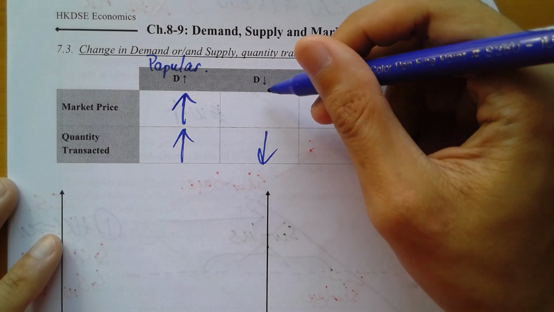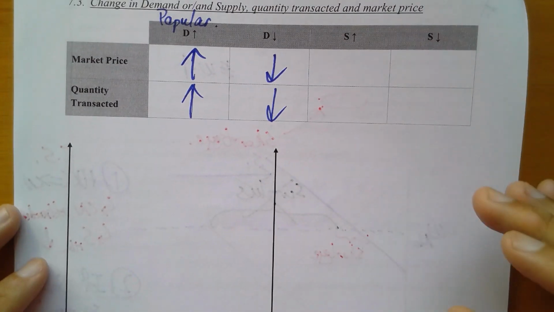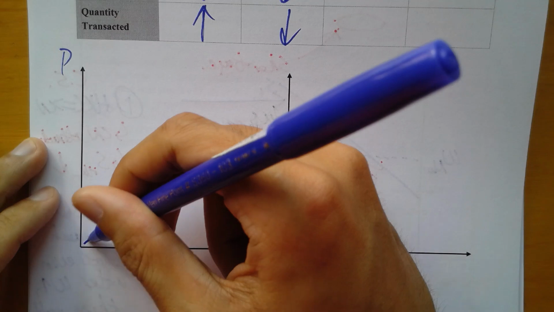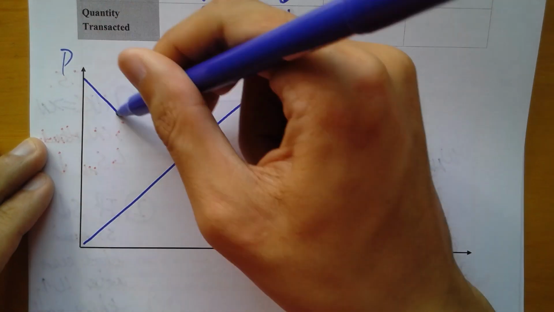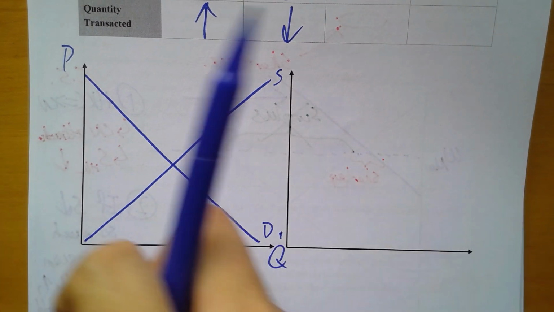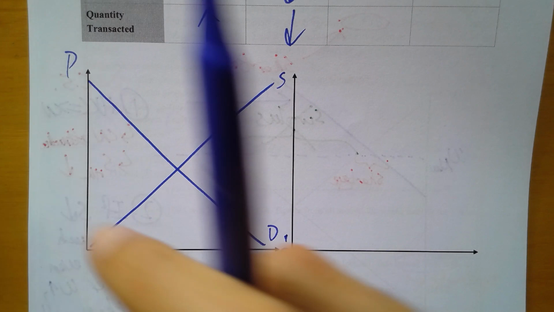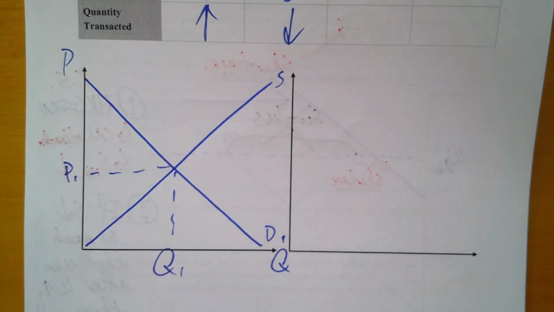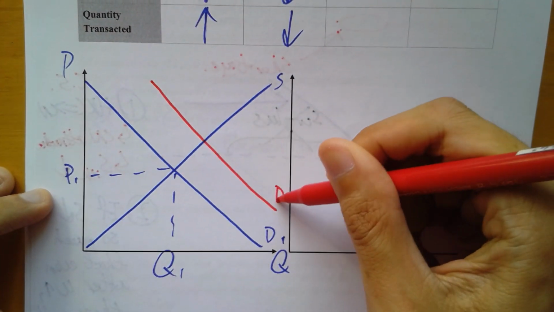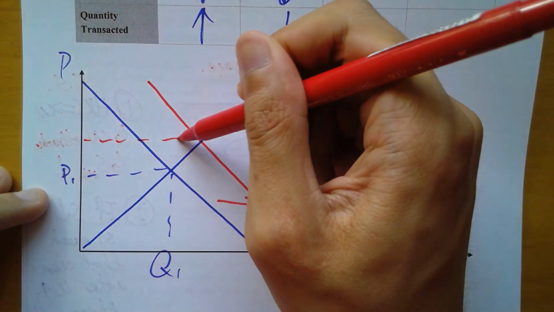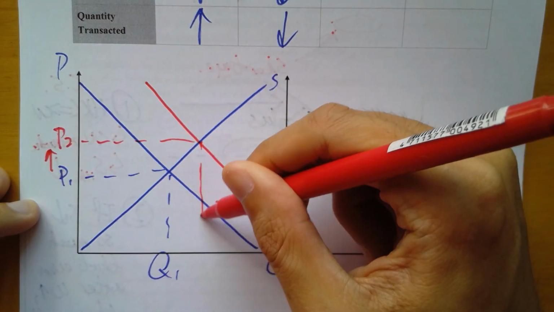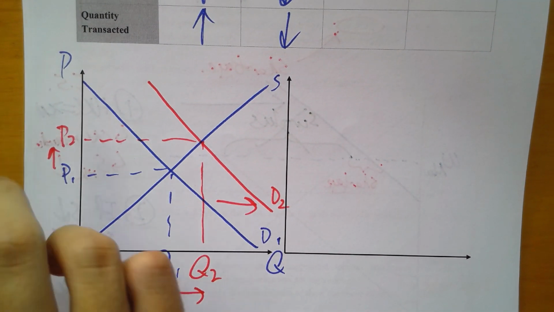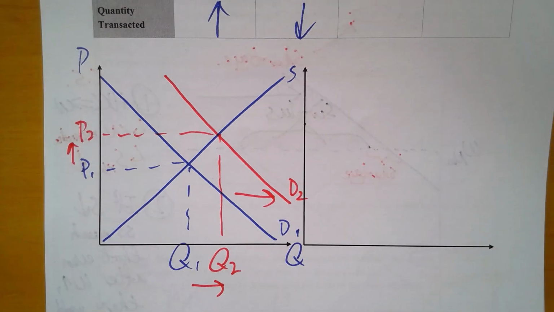Obviously, when demand decreases, this will decrease. Now, how do we represent it in a graphical form? Let's focus here, with supply unchanged. This is the original demand, let's call it D1. This is our P1, this is our Q1. With an increase in demand, a rightward shift, both price and quantity would go up. 係咪升同埋升啦？So this is the way we represent it using a diagram, a graph form.